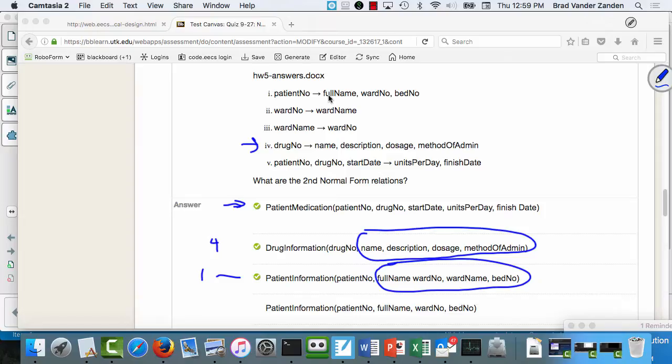a subset of the primary key. That's right, so they're transitive dependencies. They're going to be what is involved in going from second normal form to third normal form. But yes, they're not involved in the second normal form because their left-hand sides are not subsets of the primary key. Okay? Yes?